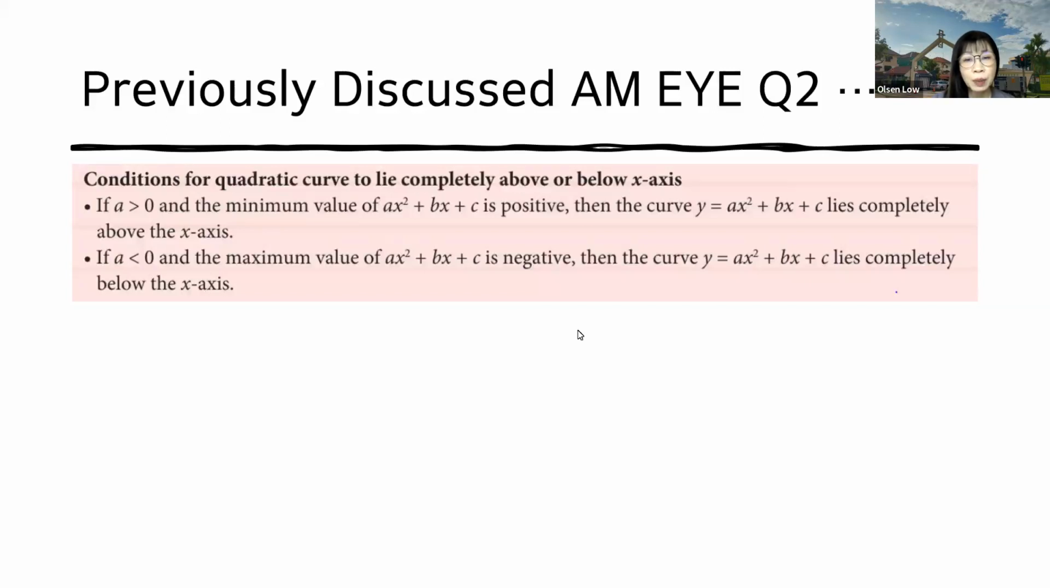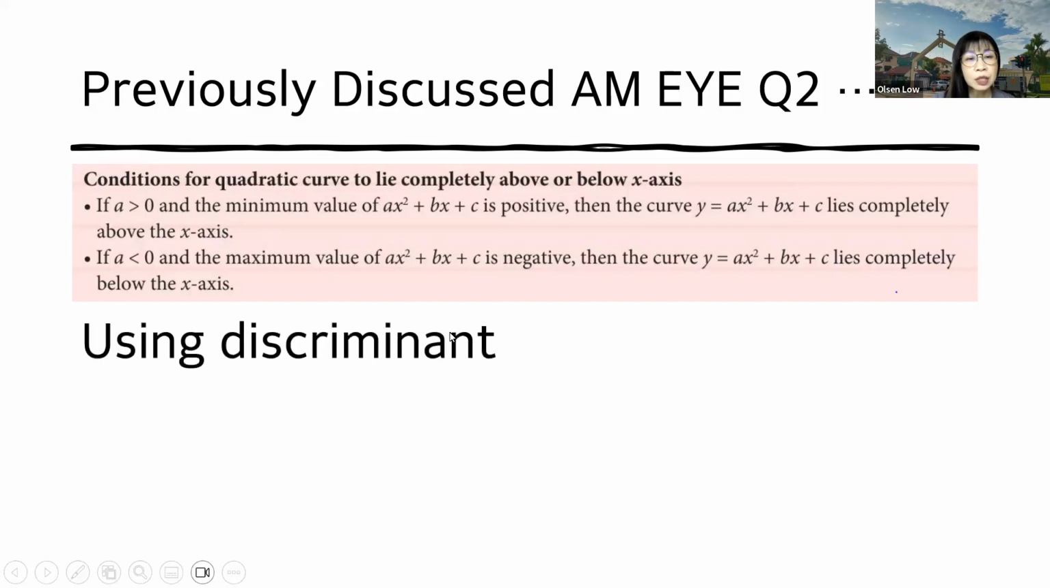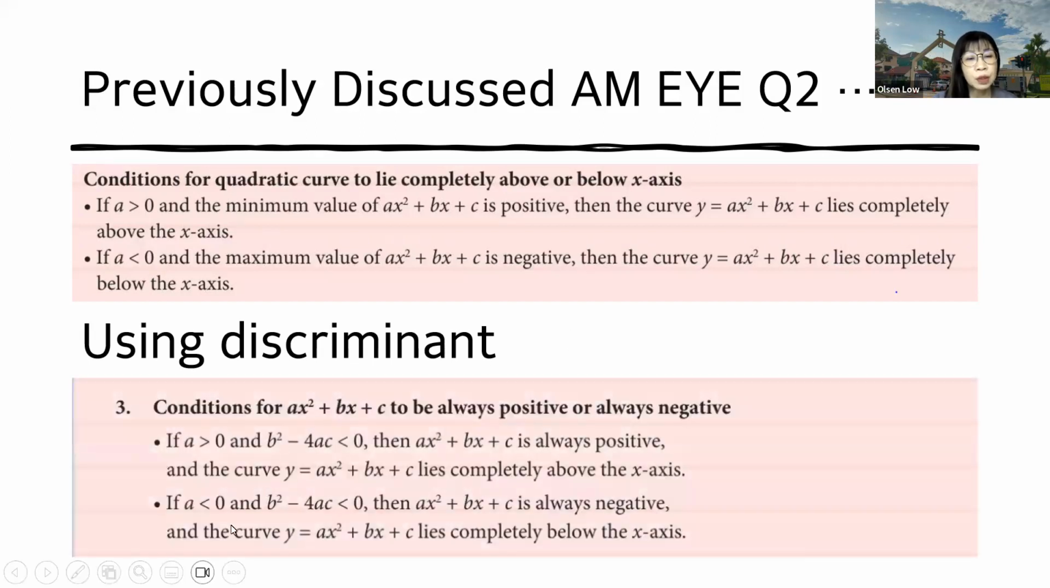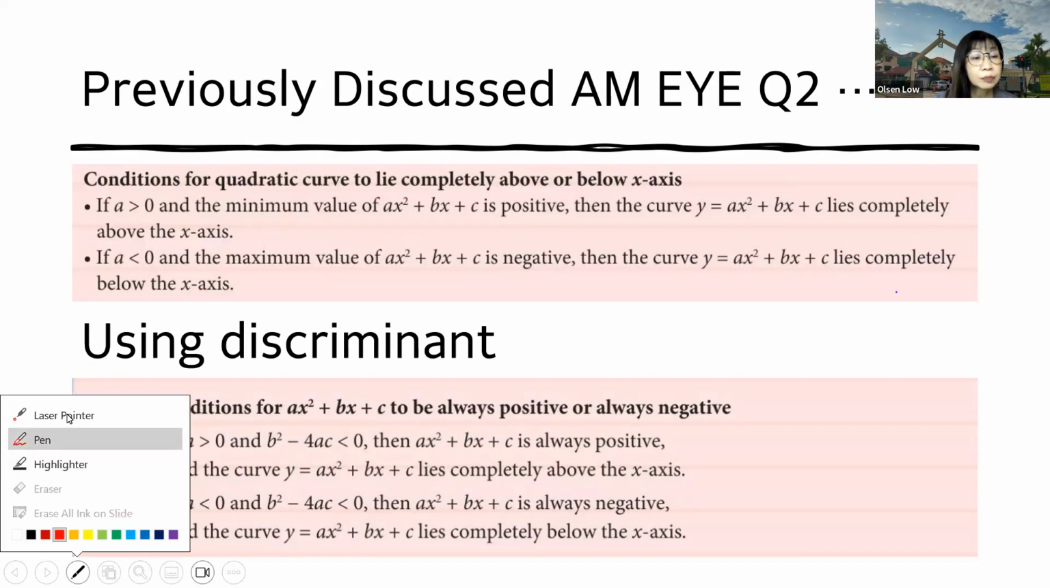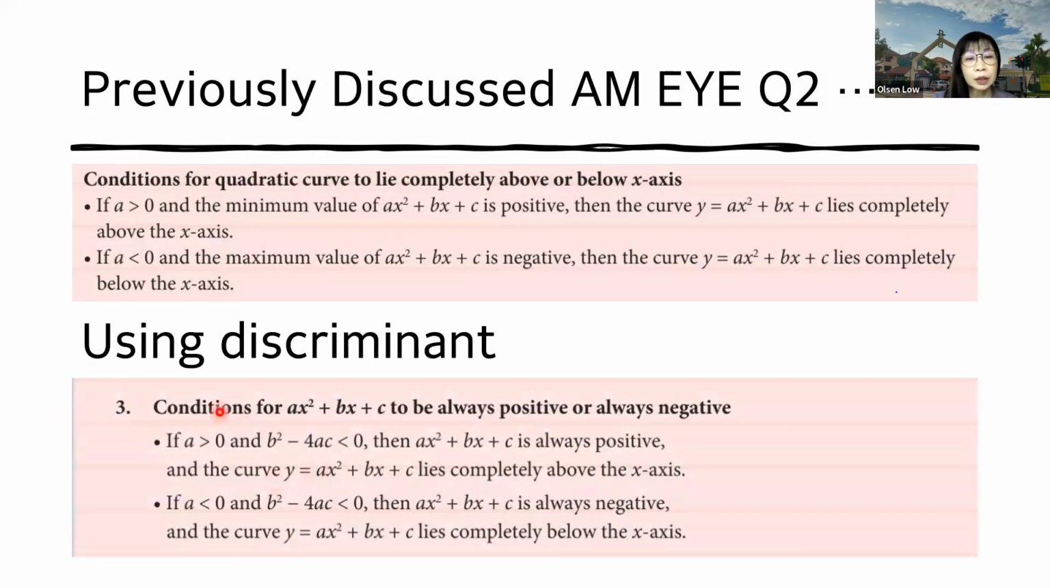So in this particular chapter, we will see how we can use the discriminant to do the proof. Looking at the discriminant, these are the conditions for the curve to be always positive or always negative. If the curve lies completely above the x-axis, it has the same meaning as the curve being always positive.